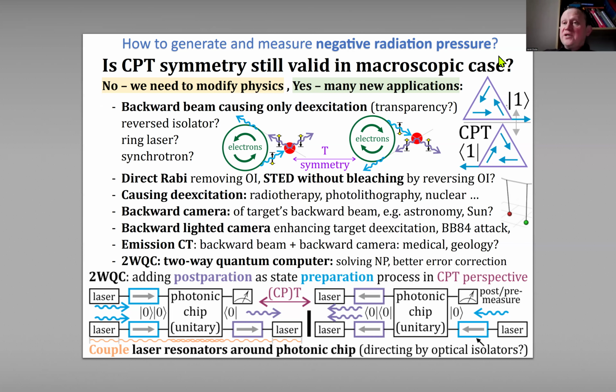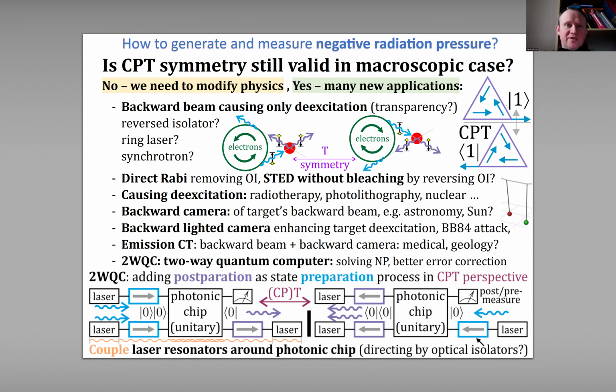Or in this ring laser, we have circulation of photons which would go here, and from the CPT perspective, they go here, because we change the photon circulation. So the question is how to do it practically. I don't know, but maybe a ring laser or synchrotron radiation should allow doing it. Hopefully, at least CPT symmetry says they should allow for that. If they don't, then maybe we could show that CPT symmetry is violated, which would be also extremely interesting and would require changing physics.